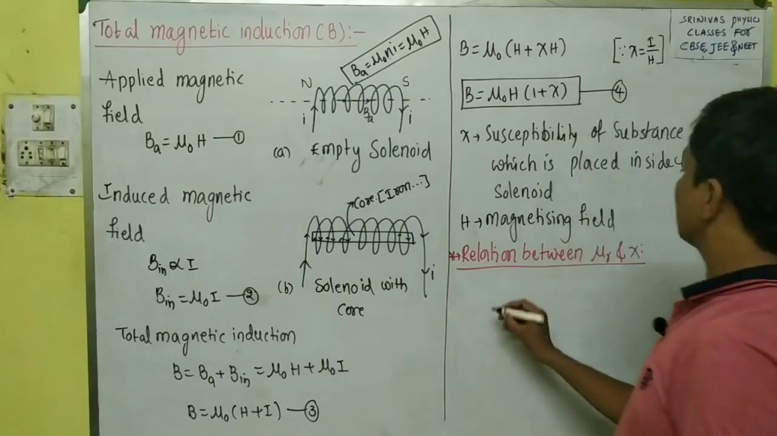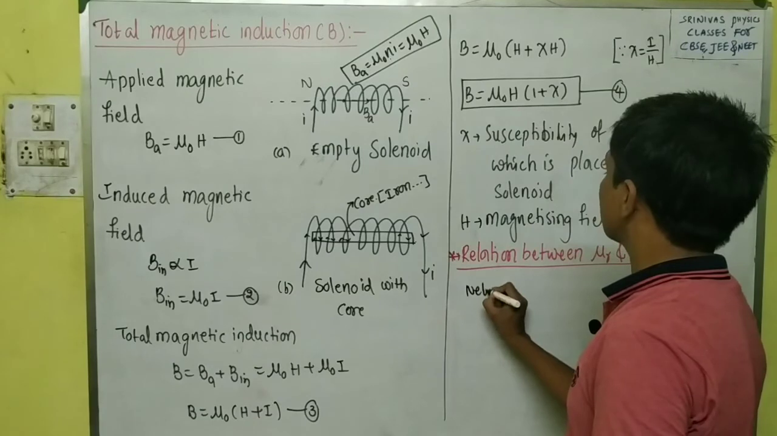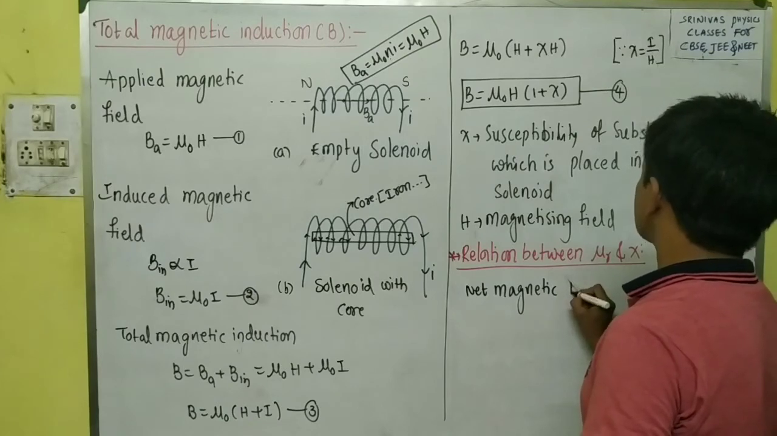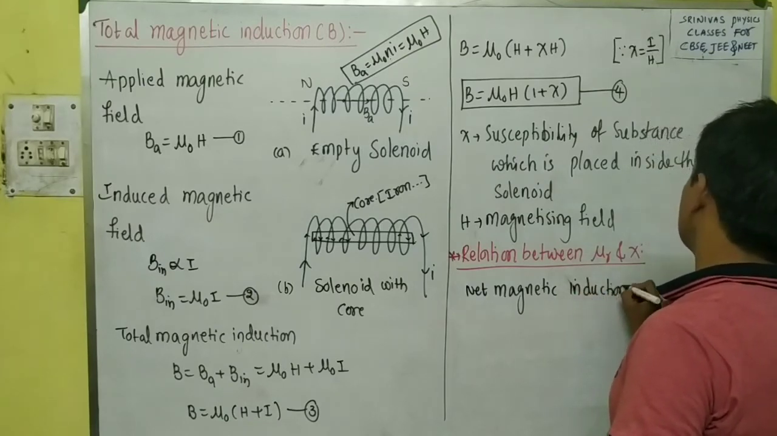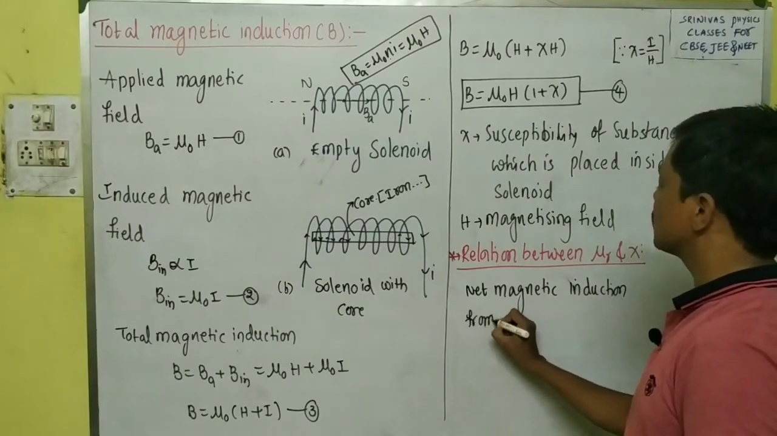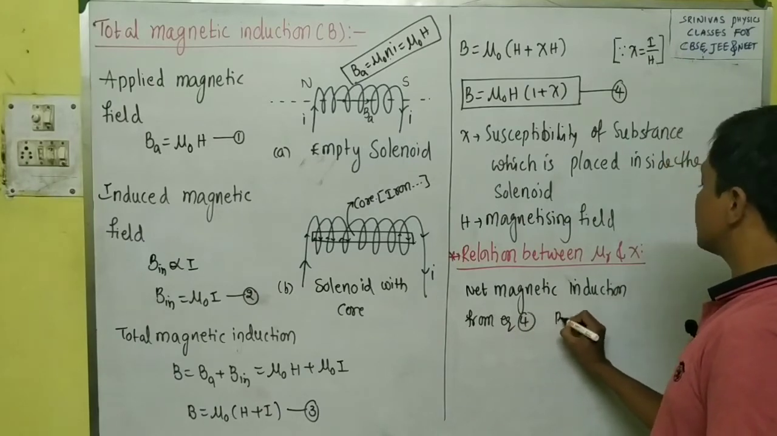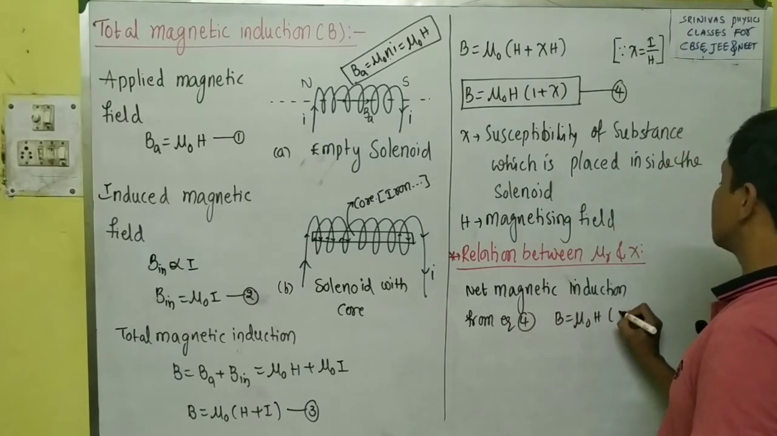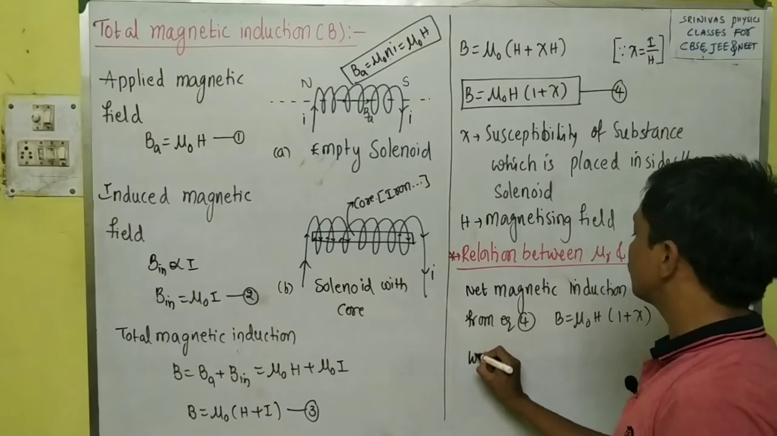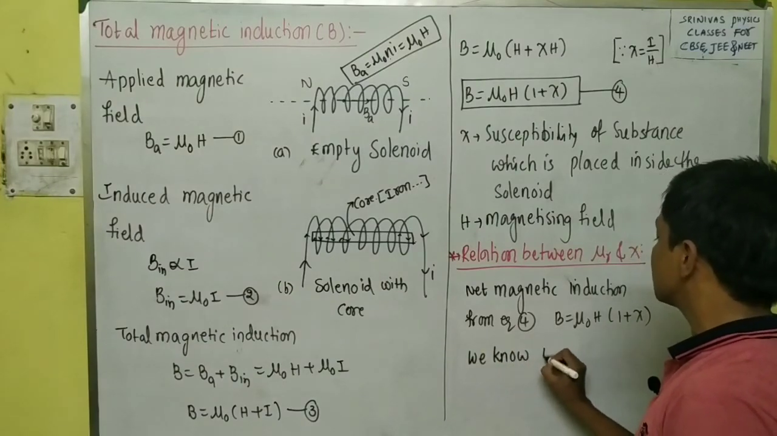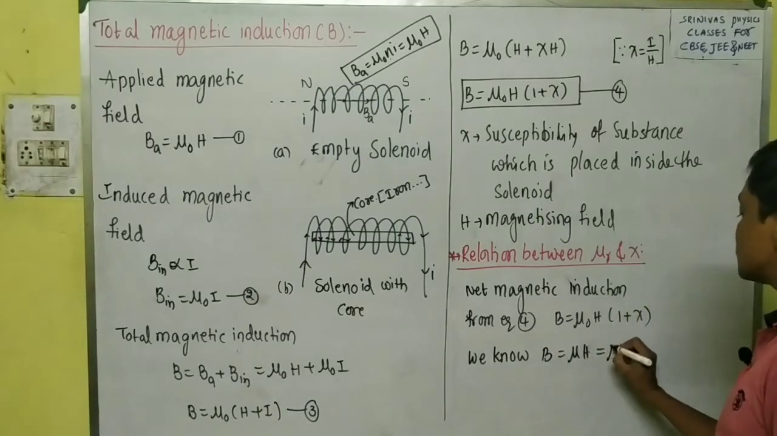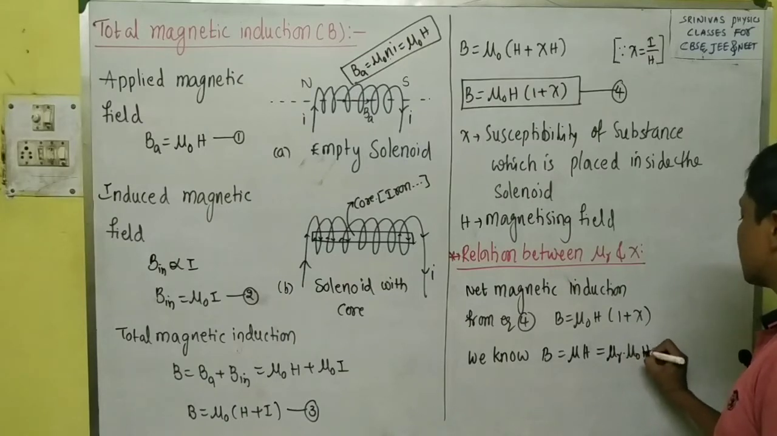I will write the relation using the net magnetic induction formula. What is that net magnetic induction? From equation 4 we write B is equal to mu naught H into 1 plus psi. This is equation 4. And we know the net magnetic induction in the medium we can also write as mu H, and this mu we write as mu r into mu naught, so B equals mu r mu naught H.